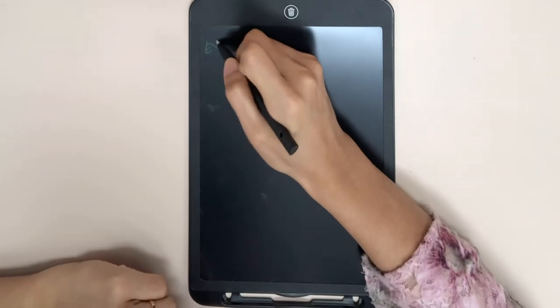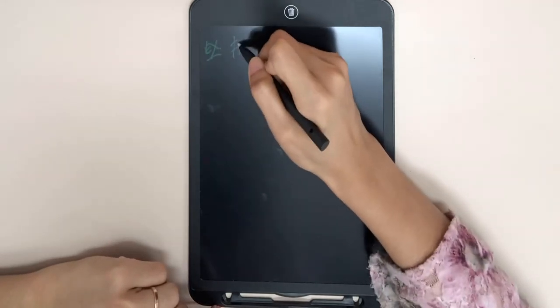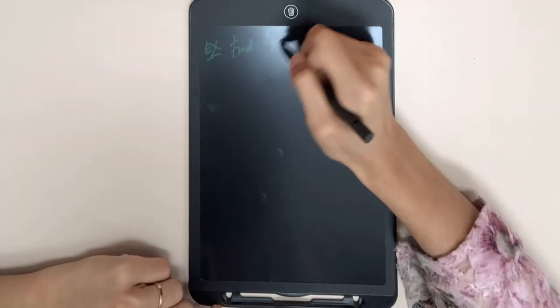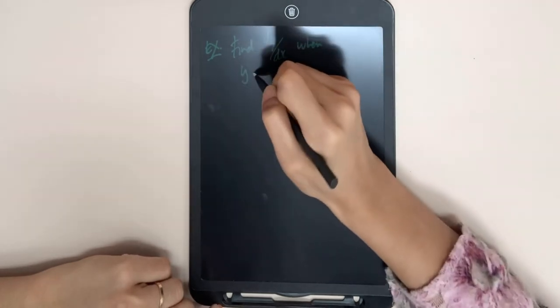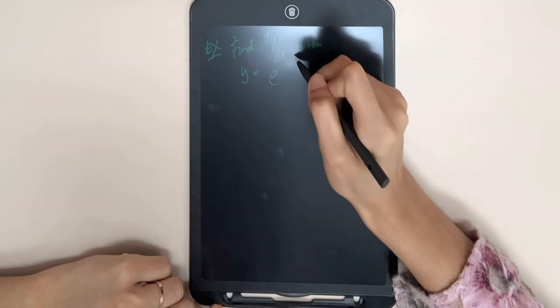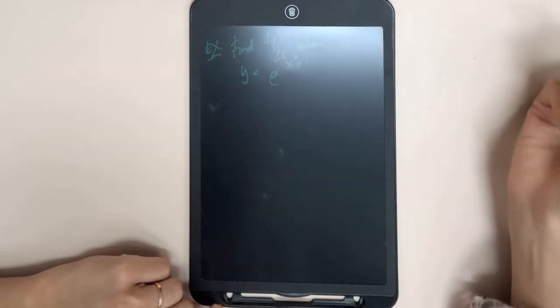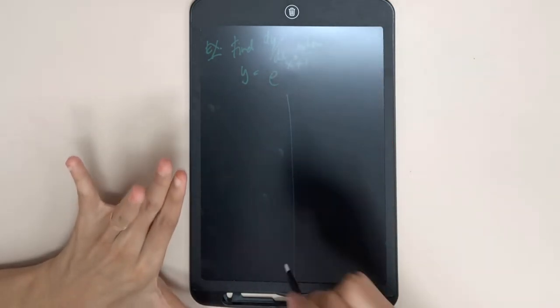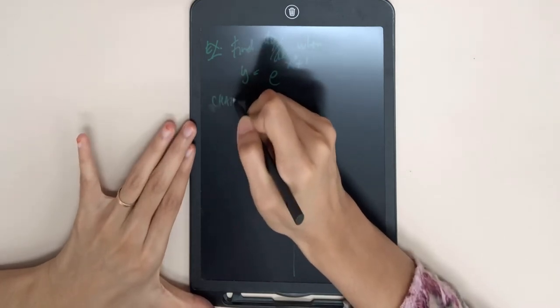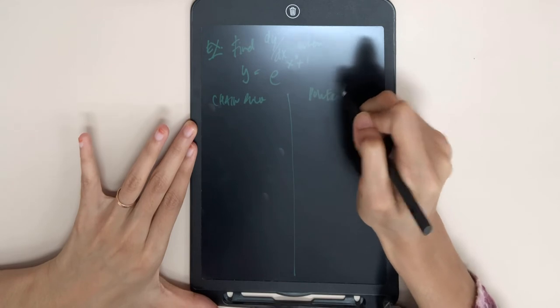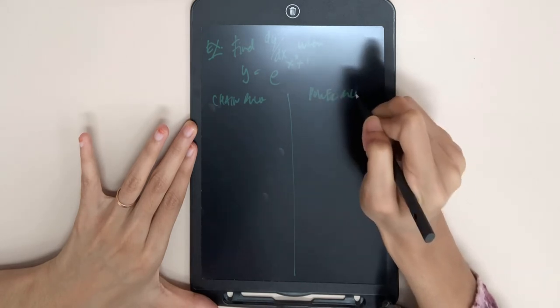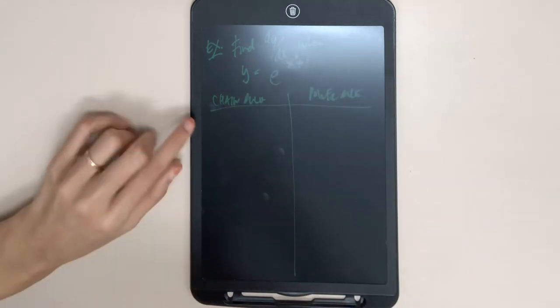Okay, another example. Find dy/dx when y equal to e power of x cubed plus 1. I will show it side by side, by using the chain rule and also the power rule. I will start with the chain rule first.